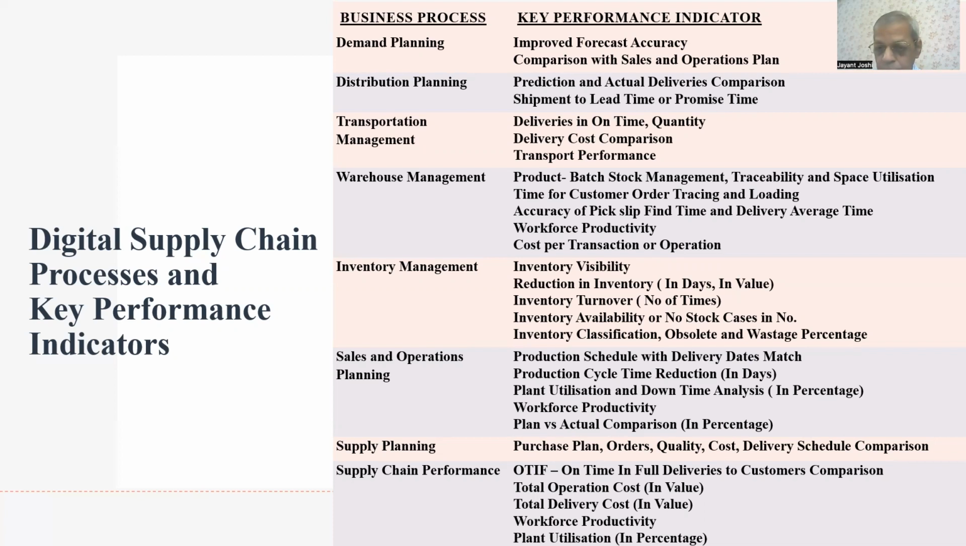This gets linked to your sales and operation plan. So the production schedule with the delivery dates, how many are matching up? What is the production cycle time? Is a reduction possible? Like from process 1 to process X, it is going to take 8 days or maybe 14 days. Can it be reduced? Can there be seamless integration?